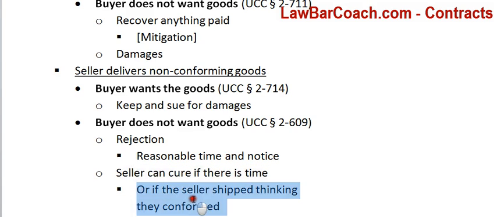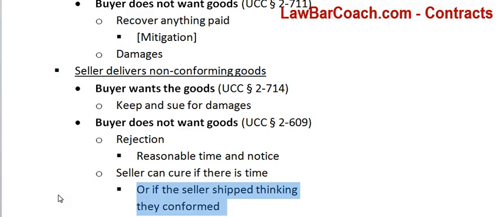The seller can also cure if he or she shipped them thinking that they conformed. If, for instance, there's some sort of mix-up with the truck, that's another example using the same example. He says it was the wrong truck, the wrong boxes, or I gave him a very ambiguous description. He thought he was meeting it. If everything is done in good faith, I can reject, and he can cure if there's still time.